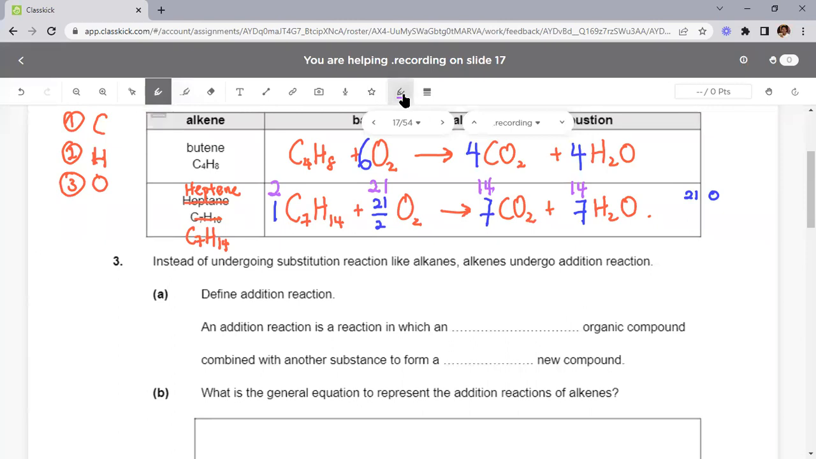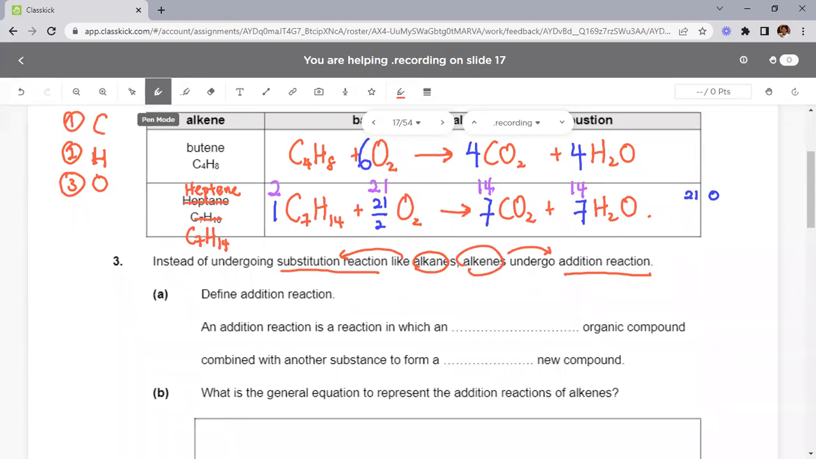Now, the next reaction we're going to learn is a more generic version for now. So we know that alkanes undergo substitution reaction. Alkanes undergo substitution reaction. But for alkenes, they actually undergo what we call addition reaction. Okay, addition reaction. So what exactly is addition reaction?